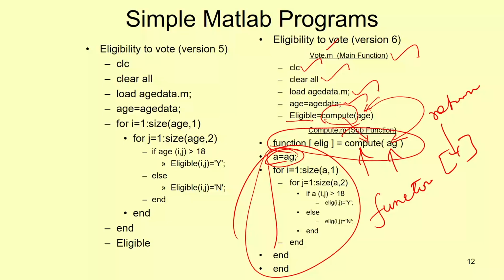So here you have to write two m files. One m file is vote.m and another m file is compute.m. Remember, the file name as well as the function name should both be the same, right? Remember, the file name as well as the subroutine name should both be the same. So here in this program you have three m files. One is the data m file, another is the vote m file, another is the compute m file. So this is the way you should write simple MATLAB programs.